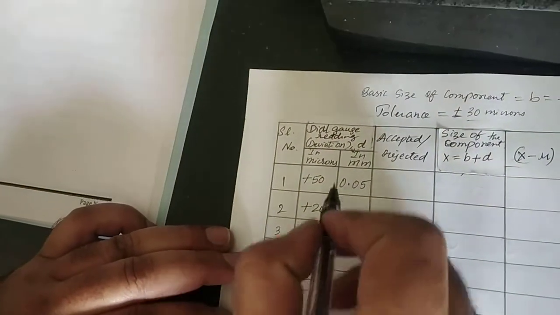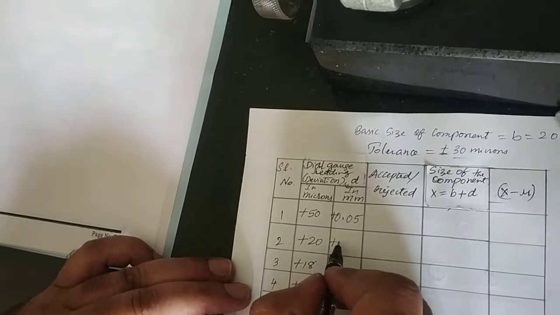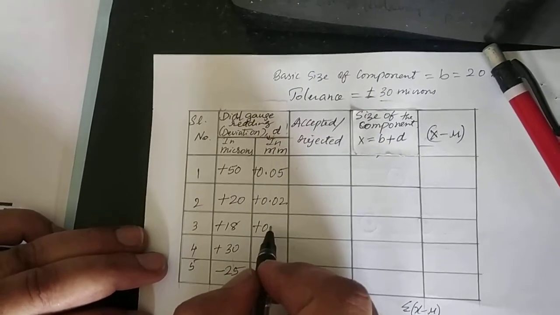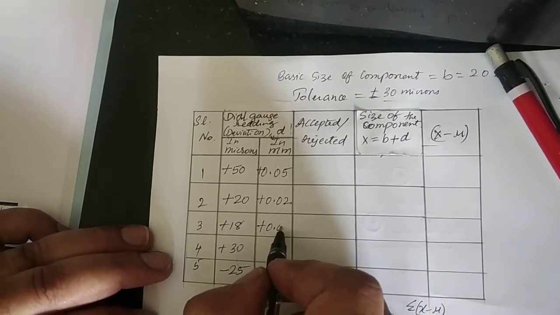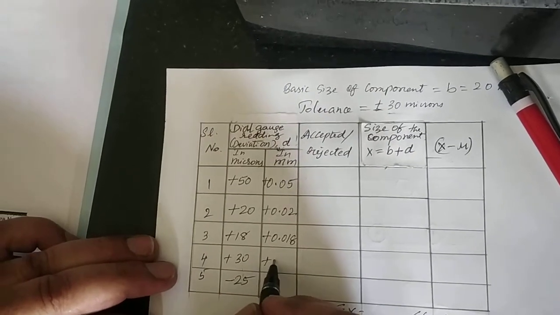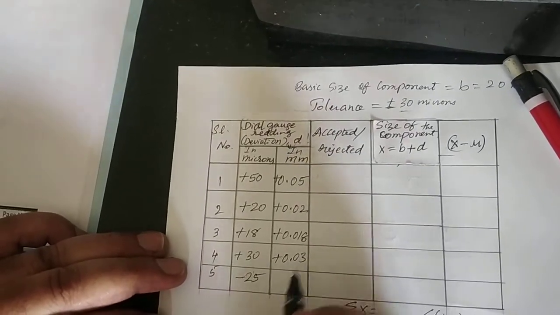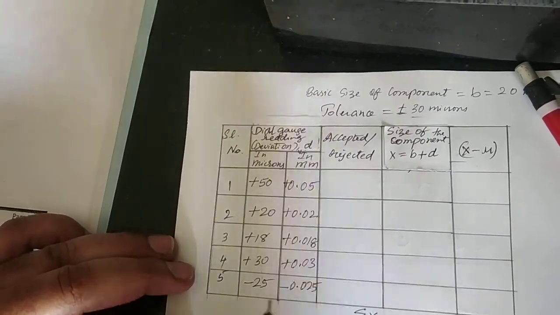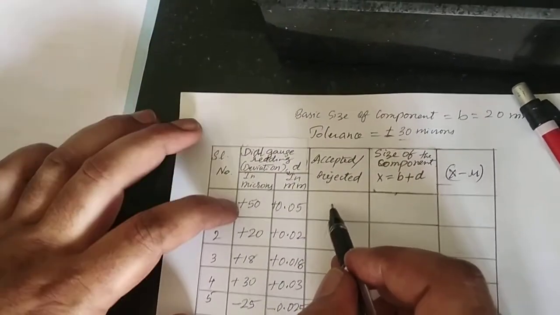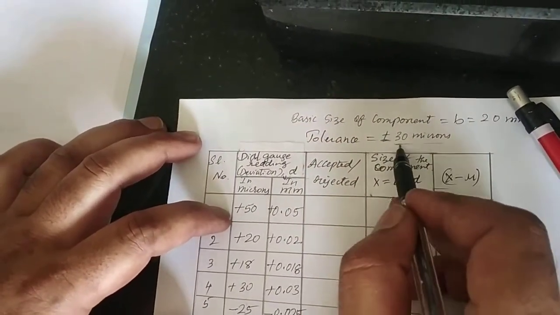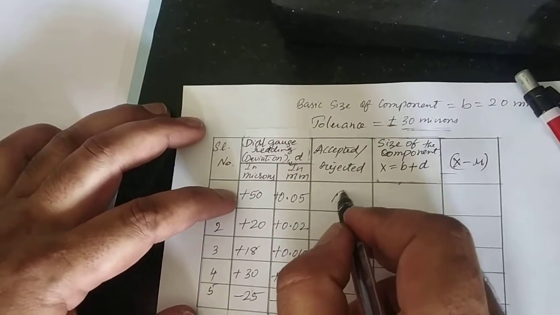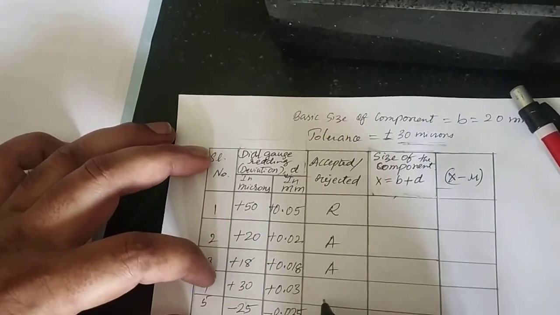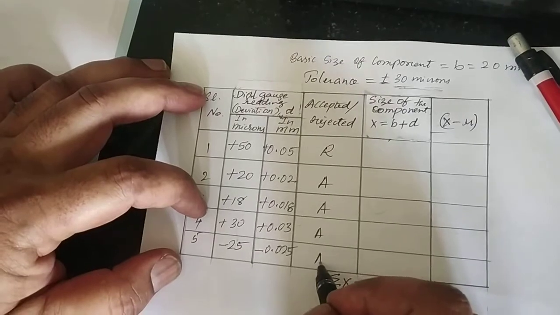Now plus 0.05, plus 0.02 mm, plus 0.018, plus 0.03 and again minus 0.025. Now, is it accepted or rejected? This is rejected because we have given the tolerance as plus or minus 30 microns. So this is rejected. I will write it as R. Of course the others are accepted, because plus 20, plus 18, plus 30 are accepted, and minus 25 is also accepted.